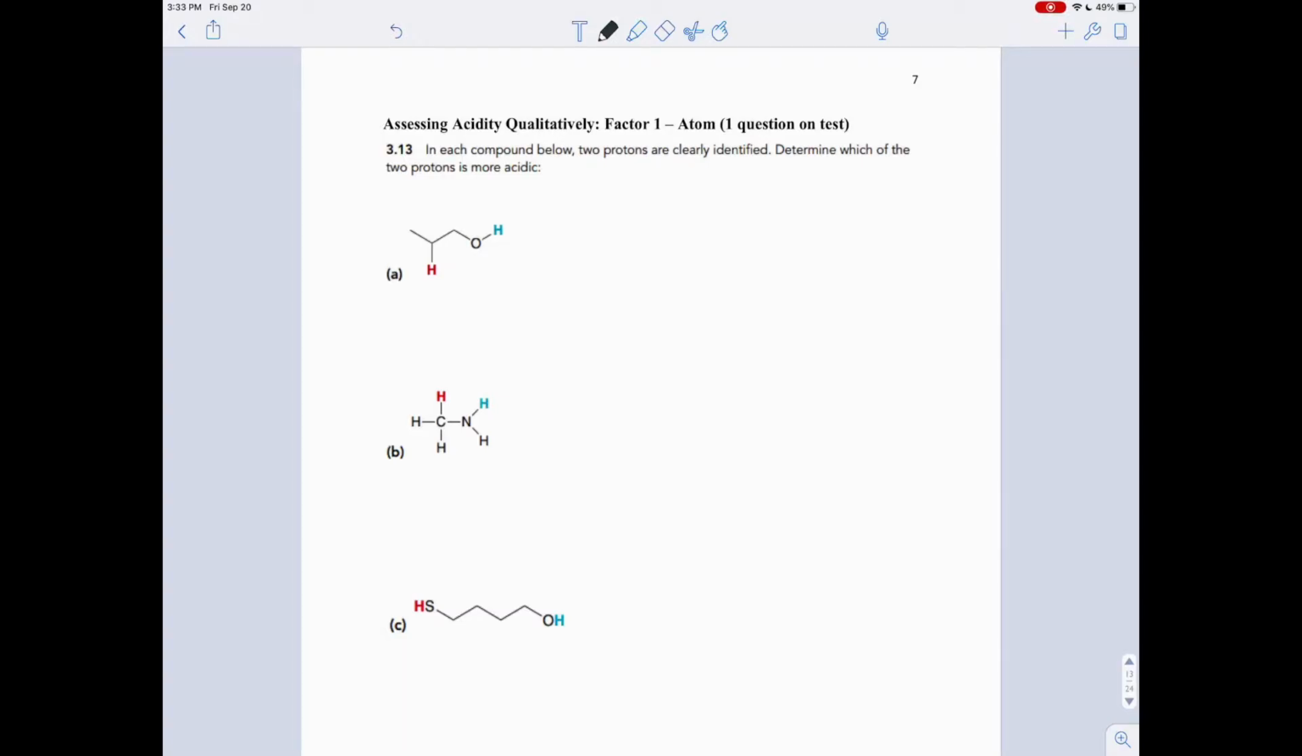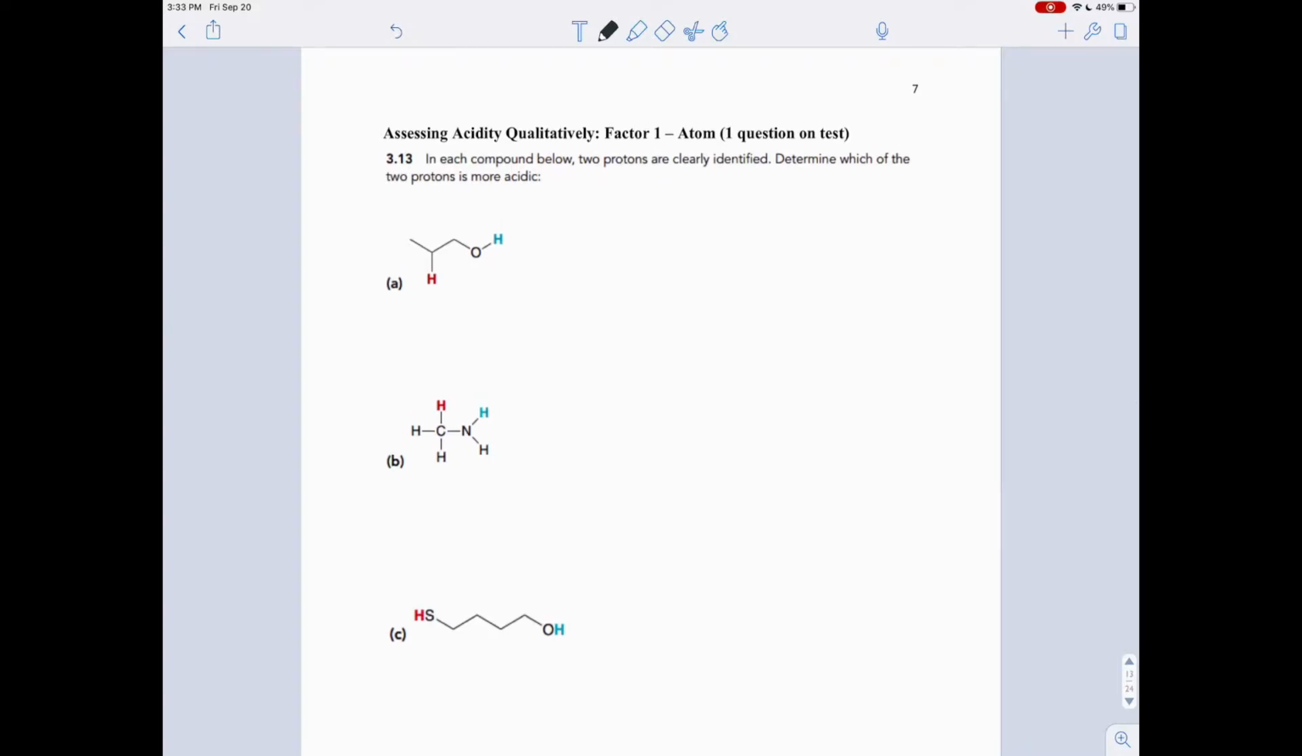If you don't have a table of Kas or pKas, then you can compare the strength of two different acids. You can compare how likely two different H's are to pop off of a molecule qualitatively by looking at 4 different factors. And these are very much a rule of thumb. There are plenty of exceptions to these, but they're a general guide so that you get a qualitative sense of which hydrogens are more acidic in a molecule, which hydrogens are most likely to pop off of a molecule.